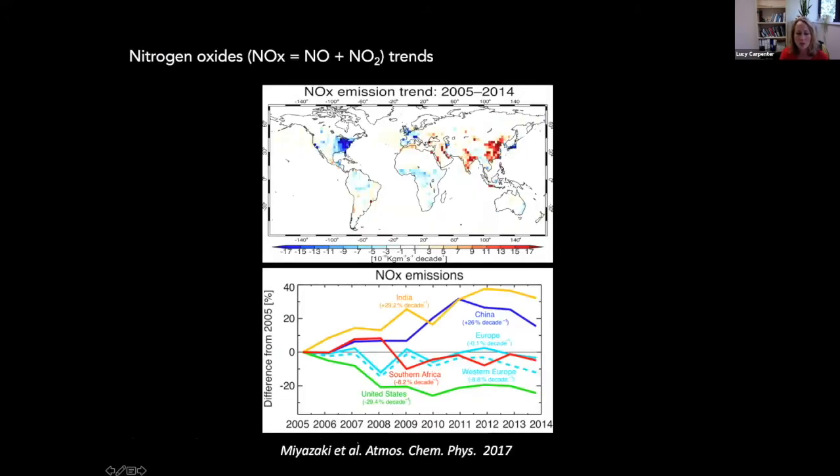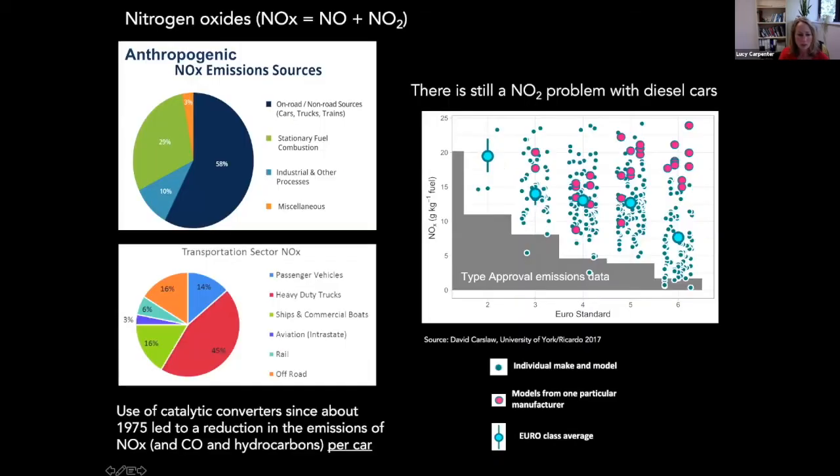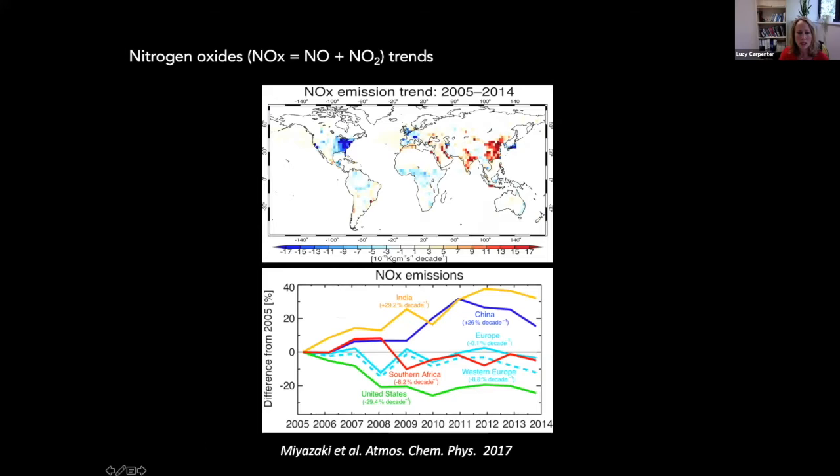This comes from a study assimilating satellite data from Miyazaki et al. a few years ago, and it shows quite nicely the NOx emission trends over about 10 years. And really, particularly how well the eastern US has done in terms of reducing NOx, mainly from vehicles. Europe has seen a bit of a trend as well, and other places, India and China, where NOx has actually been increasing. And you can see the time series here.